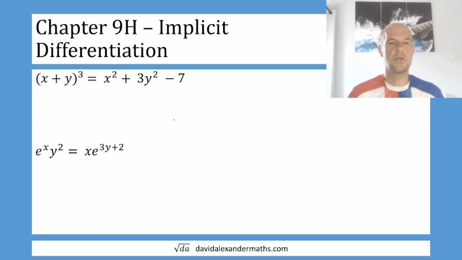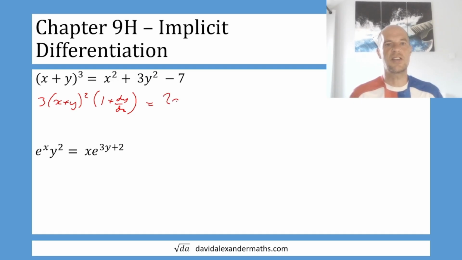Okay, so here are some more slightly horrible examples. So we're going to use the chain rule on the x plus y cubed. So power comes down to the front, reduce the power by 1 and differentiate what's inside the bracket. So x becomes 1, y becomes a dy by dx. And on the other side, x squared, that's nice and easy, 2x. 3y squared, hopefully we're getting the hang of this now. This is going to be 6y dy by dx, and minus 7 becomes nothing.